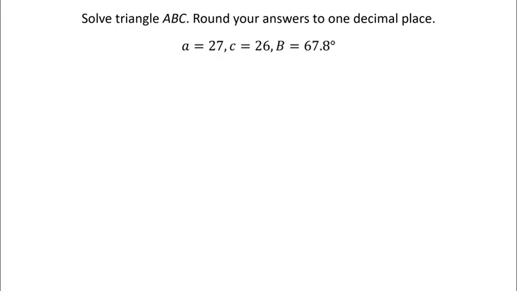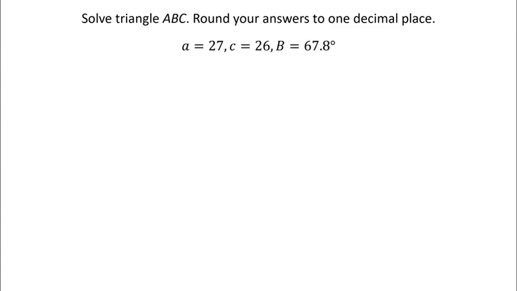All right, let's take a look at this example. Here we're asked to solve triangle ABC and round our answers to one decimal place. The information that we're given is that the length of side A is equal to 27, the length of side C is equal to 26, and the measurement of angle B is 67.8 degrees.